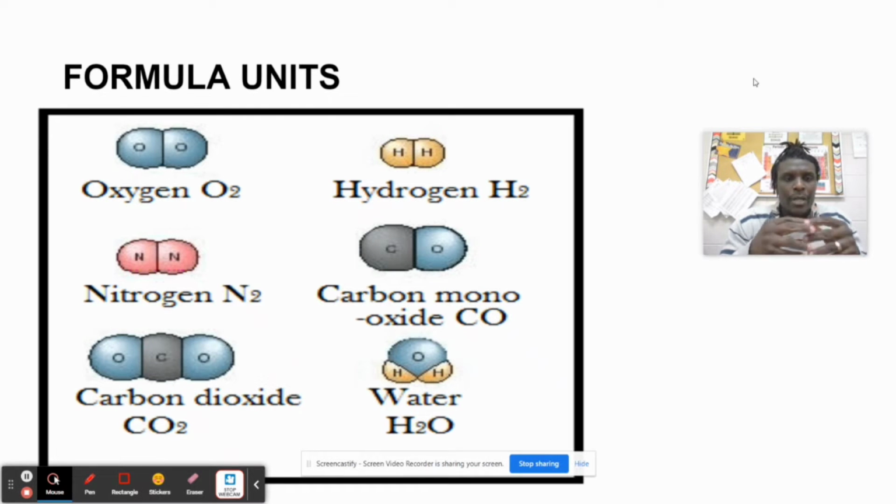All right, we are going to be looking at formula units. And here are some examples of what we're talking about. Oxygen is just O, but once you have oxygen gas, it's O2. Hydrogen is H, but as a gas, it's H2. Hydrogen, oxygen, nitrogen are called diatomic molecules. Okay?